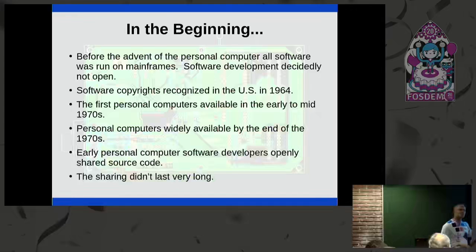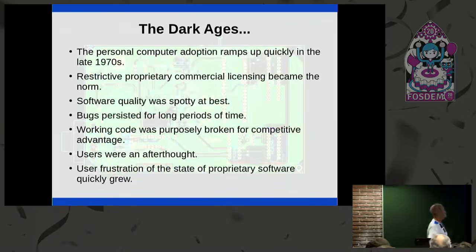But it didn't last very long, because this grew so fast that people realized there's money to be made, not just selling software for mainframes, but selling software on personal computers. So that ushered in the dark ages. Basically, once the sharing stopped, all the licenses went proprietary. There was no longer any concept of open source software at all. They were restrictive, proprietary licenses. We've all seen those licenses before. They've been around for decades.